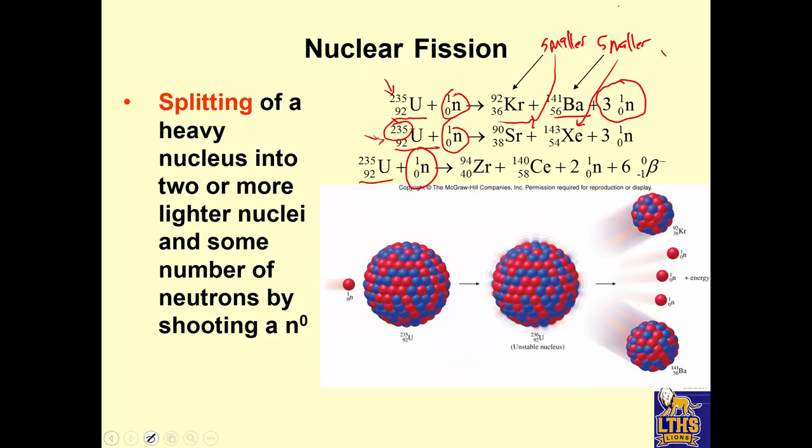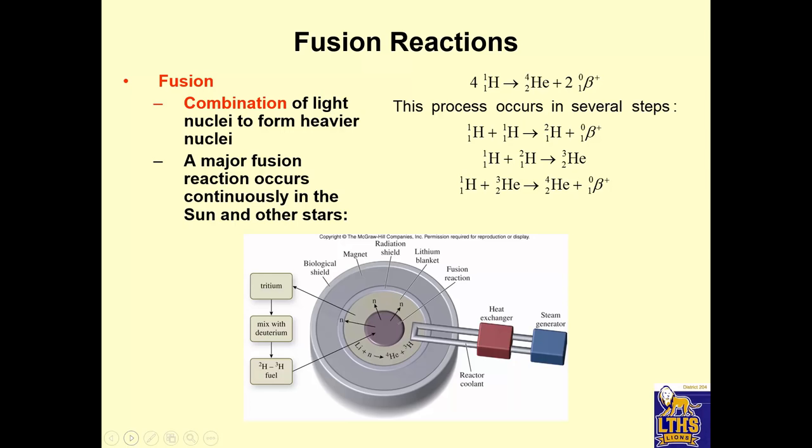Fusion reactions. Oh, wait, let me just go back to that again. Split is fission. You split it by shooting a neutron, splits into smaller things. Fission is split. Fusion means coming together, okay? Combination of light nuclei to form heavier nuclei.